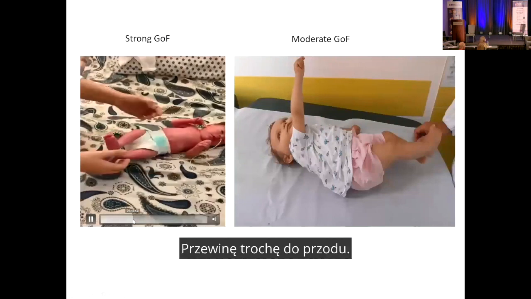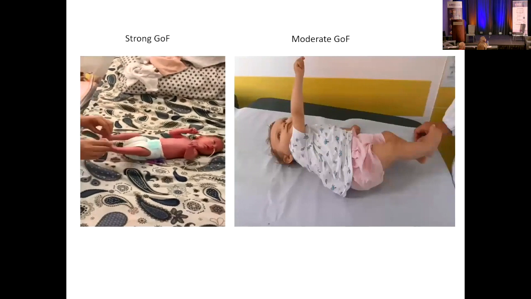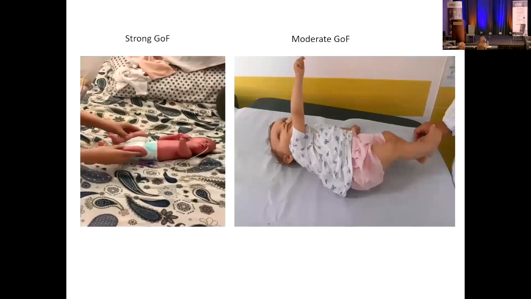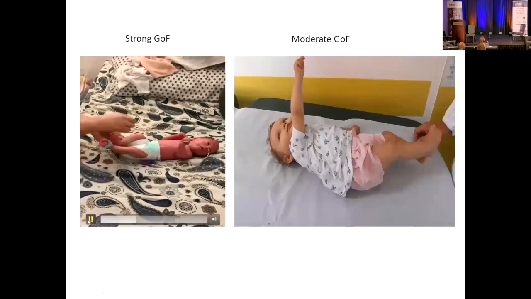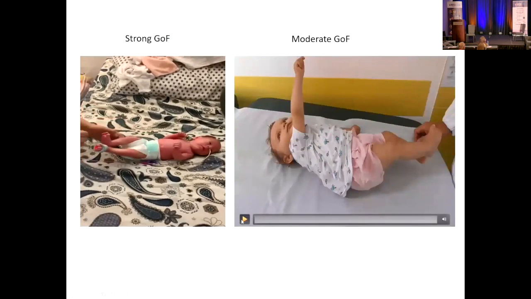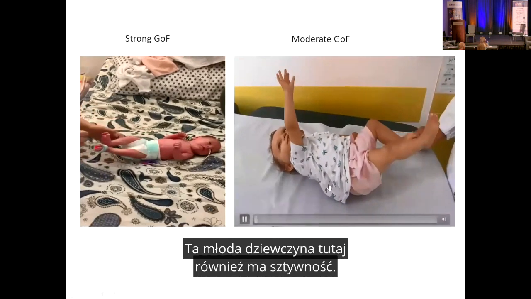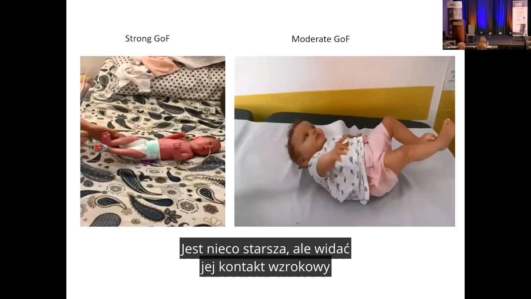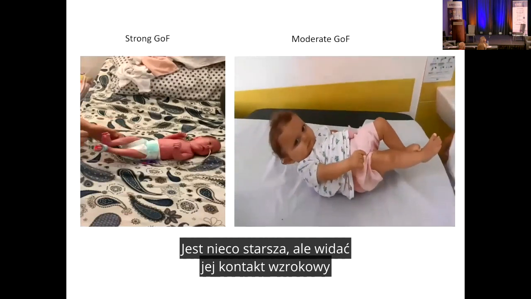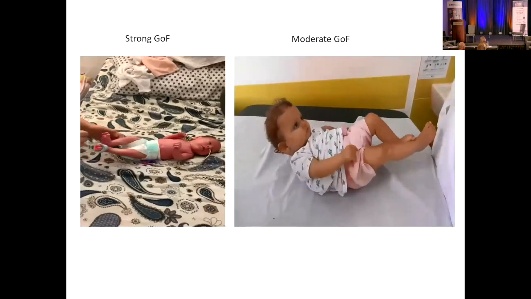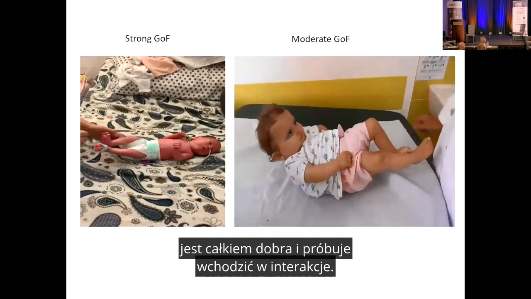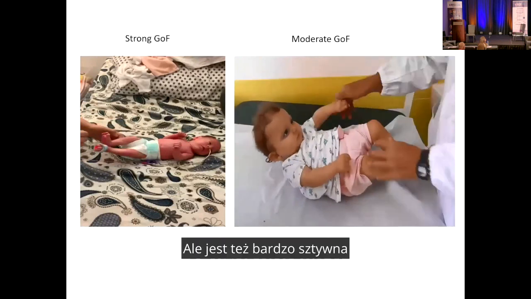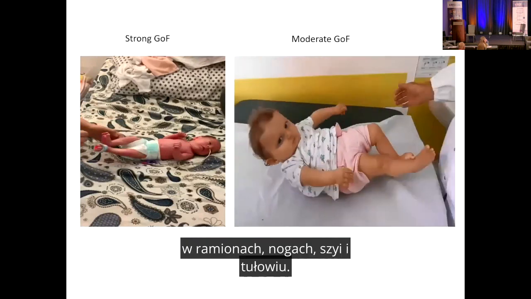I'm going to fast forward just a little bit. Again, you can see how incredibly stiff she is. This young girl over here also has stiffness. She's a bit older, but you can see her eye contact is actually quite good, and she's trying to interact. But she also is very stiff in the arms, legs, neck, and the trunk.